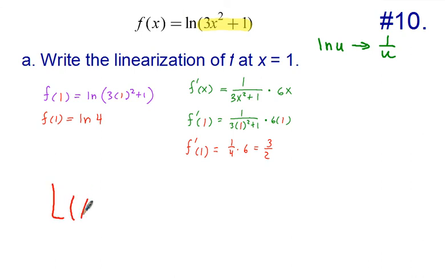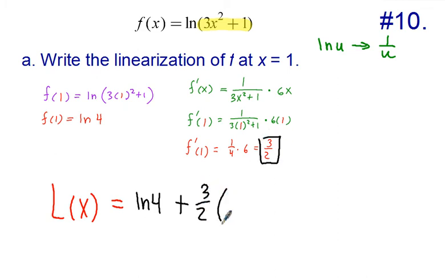I'll write L of x for the linearization of f. Alright, so if we rearrange the slope formula, we get the output, which is log 4, plus the slope, which we found to be 3/2, times x minus the input, which is 1. And this formula represents the linearization of f at x equals 1.